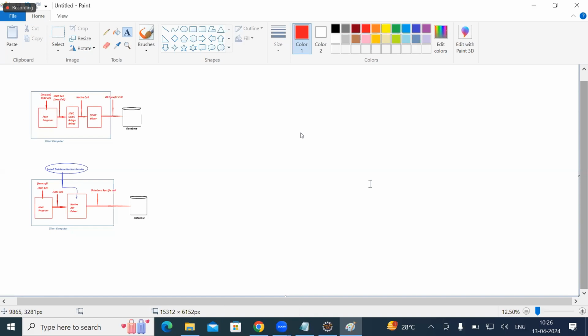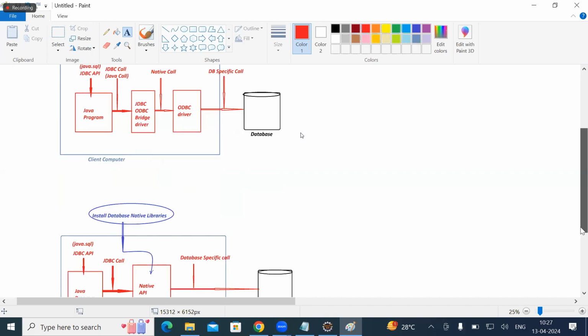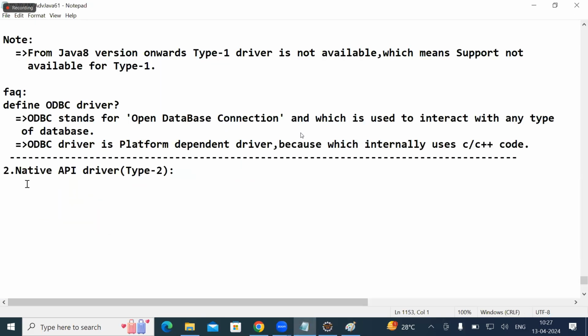Understood this point? You are forcing one client to download database related libraries and you are making your application database dependent. That is a drawback of type 2. Because of this drawback, type 2 is also not used in companies. All of you understood this statement, right? Why they introduced type 2 was to overcome the usage of ODBC. Now write the notes like this.